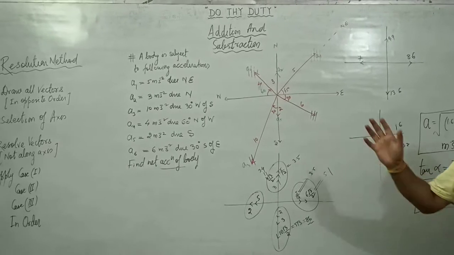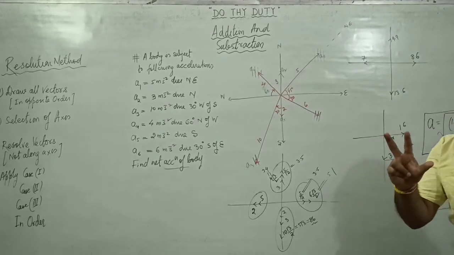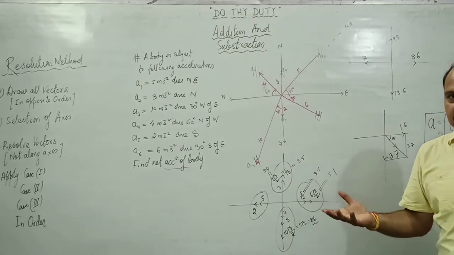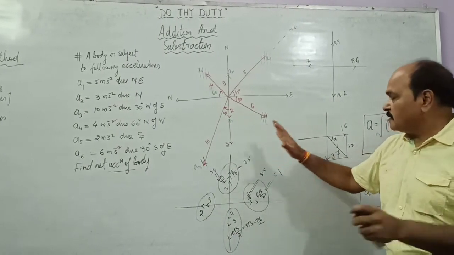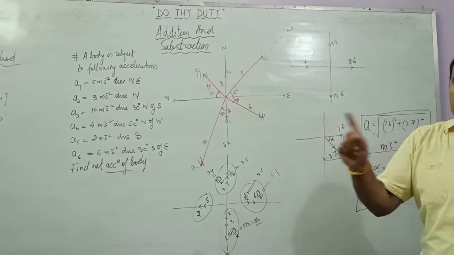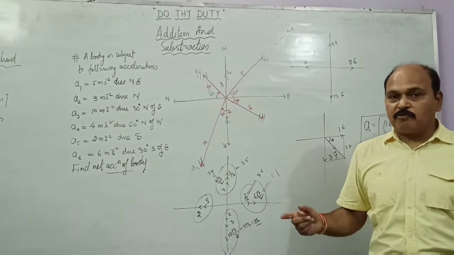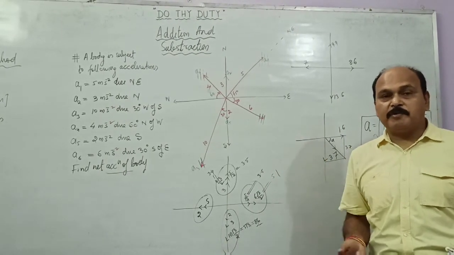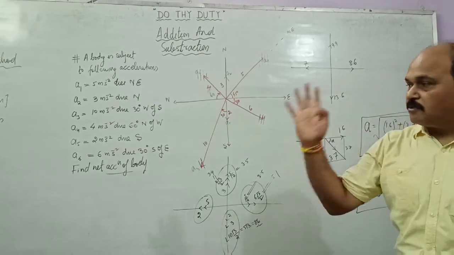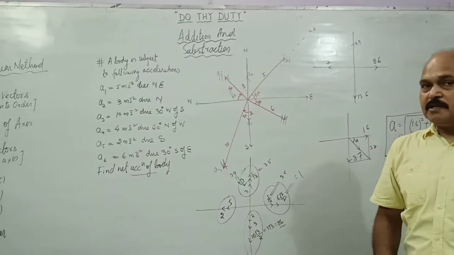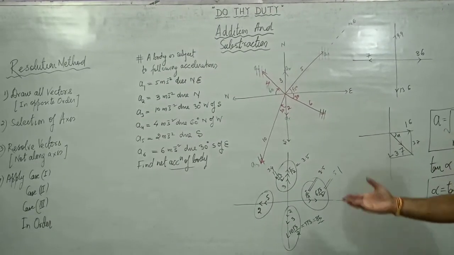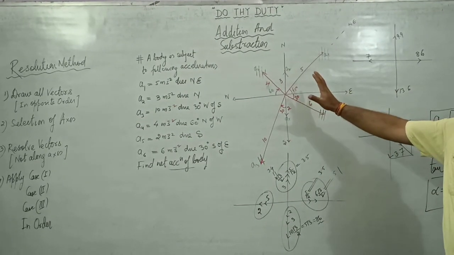You can apply this method for 2 vectors, 3 vectors, 4 vectors, for as many vectors as we want. See, in this resolution method, you won't have to remember that the sum of 2 vectors is the square root of a squared plus b squared plus 2ab cos theta. No, not that. You just need to know these 3 cases, and you have to have command over resolution. So this is the very simple resolution we have done.